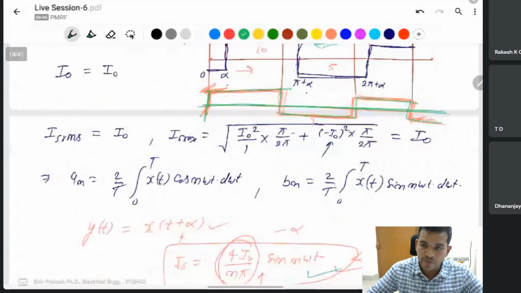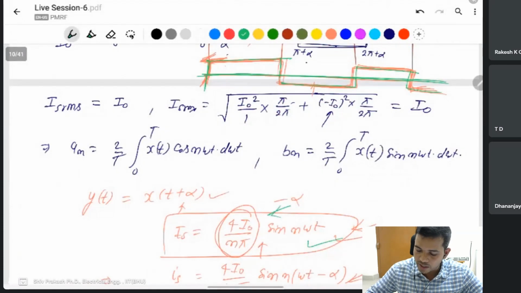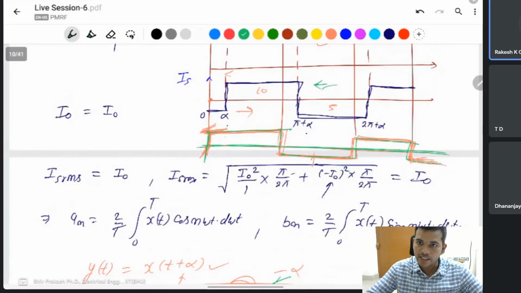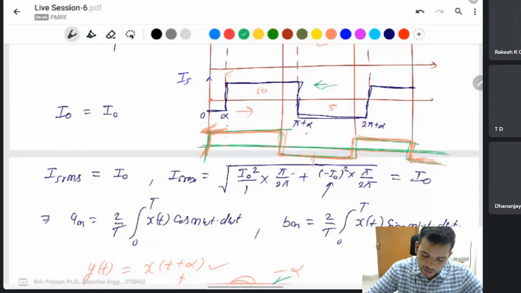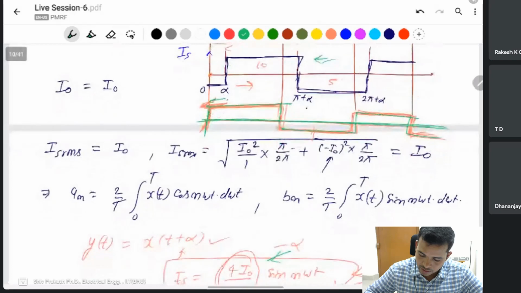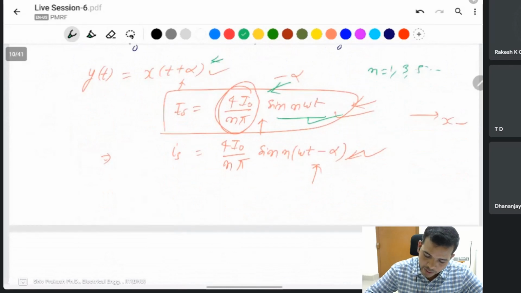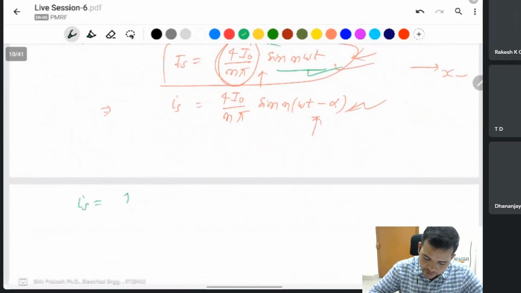If you take a square wave, only Vn can be calculated. If Vn is calculated, with n equal to 1, 3 as odd harmonics, you find 4 I naught by n pi sin n omega t. But your original waveform is different, shifted along the x axis. First you shift to the left side, then you find x plus alpha. In the final expression, it is shifted as minus alpha. Then the final expression is equal to 4 I naught divided by n pi sin of n omega t minus n alpha.